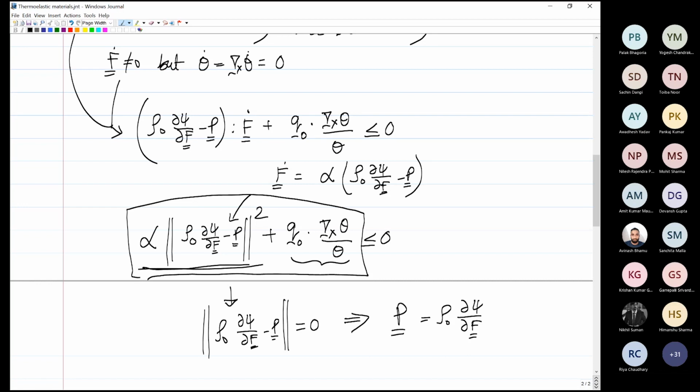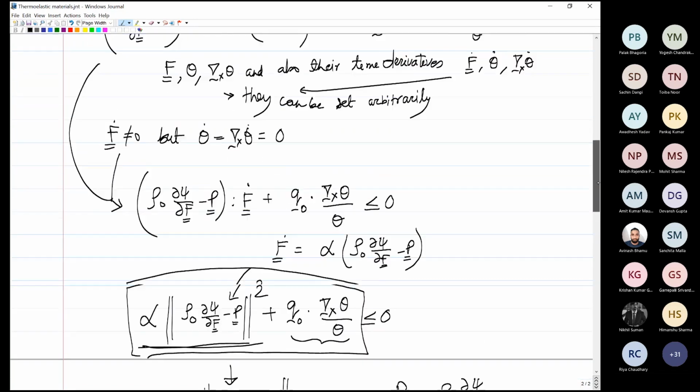You see, you are able to deduce the formula for the first Piola-Kirchhoff stress tensor in terms of the derivatives of the Helmholtz free energy. So you don't need to have an independent function for P. Once you have chosen your psi, then P gets set automatically. Okay, I hope this looks quite convincing to all of you.